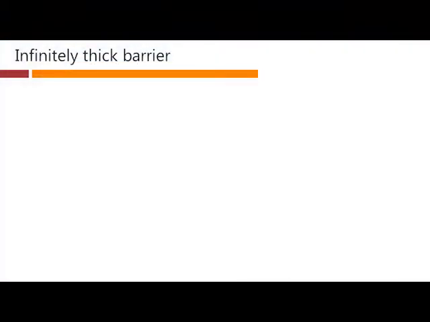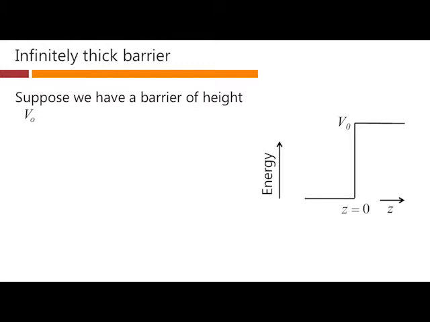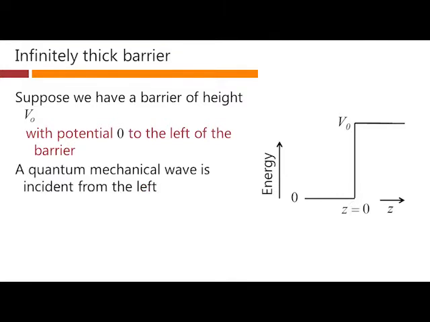So let's look then at the case of an infinitely thick barrier. We presume we've got a barrier of height V0, and the potential is 0 to the left here. So we've got an energy going upwards and 0 potential here, V0 potential everywhere to the right, going off as far as we like in the z direction. And the barrier is at position z equals 0.